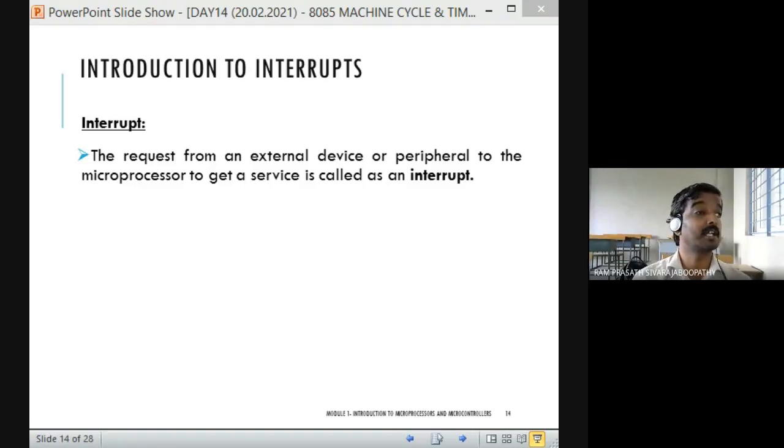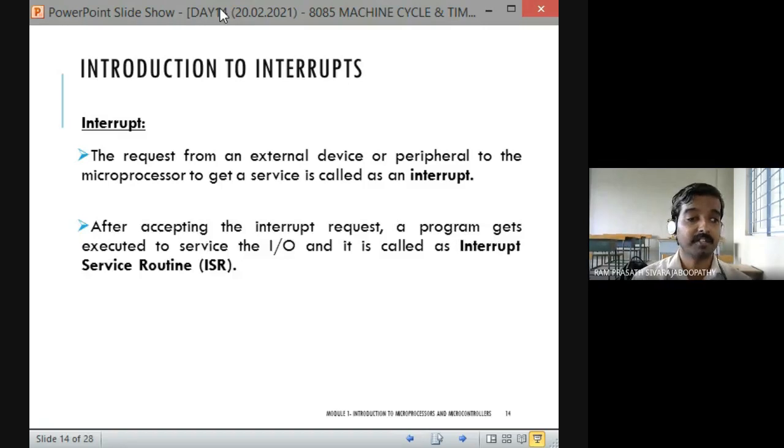Whereas in the case of interrupt, how does it happen? Whenever the sensor detects a person, it will send a request signal, an interrupt signal, to the processor. Processor, what it has to do? On receiving the interrupt, it will stop its current operation based upon the priority. Then it will service the request signal. Then it will continue the main program. That's all. That's all about the interrupt sequence.